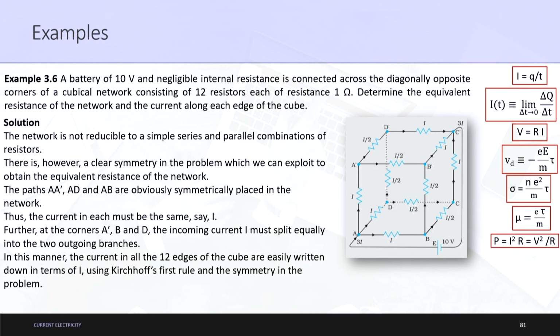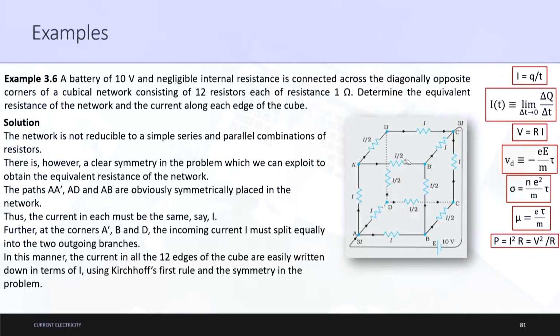Let us move on with one of the examples. If I give you this example and I ask you to solve this using only the concept of series and parallel resistors, then it will be quite difficult to solve. But if we take into consideration Kirchhoff's rules, then this example can be solved very easily. So, let us look carefully, I will try to explain this very carefully and very easily to you. So, the example says that a battery of 10 volts and negligible internal resistance.